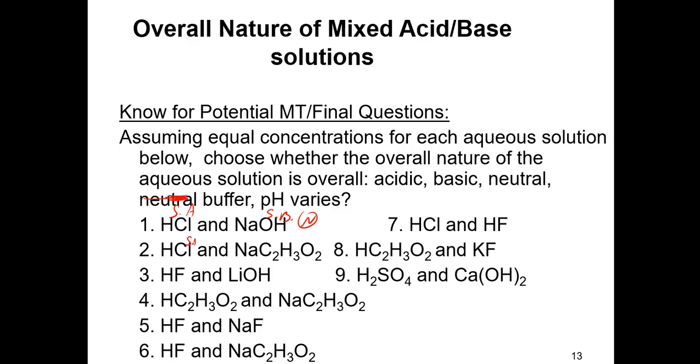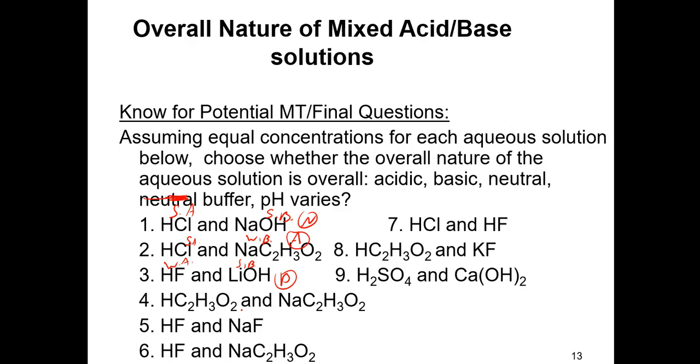Hydrochloric acid, strong acid. Sodium acetate, that's going to be a weak base. Therefore, this is going to be acidic. And I'll start to speed up now. Hydrofluoric acid is a weak acid. Lithium hydroxide is a strong base. This is going to be overall basic.